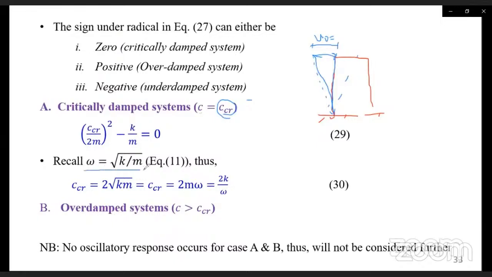We are also employing what we derived earlier: the angular frequency equals the root of K over M, which was equation 11 in your notes, to simplify this expression 29. So we are saying C critical, or the critical damping coefficient, can be expressed either in this form, or in this form, or in this form.